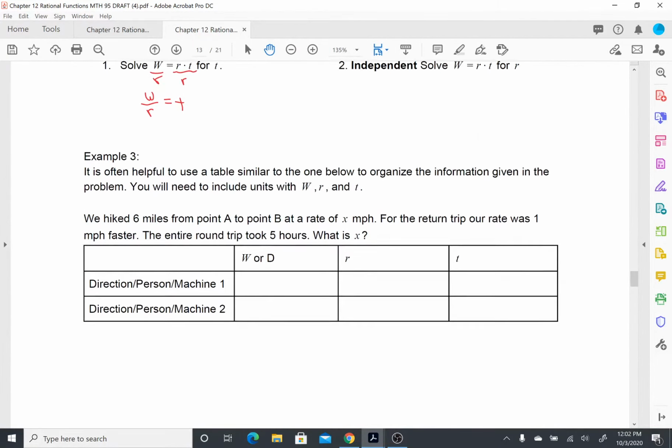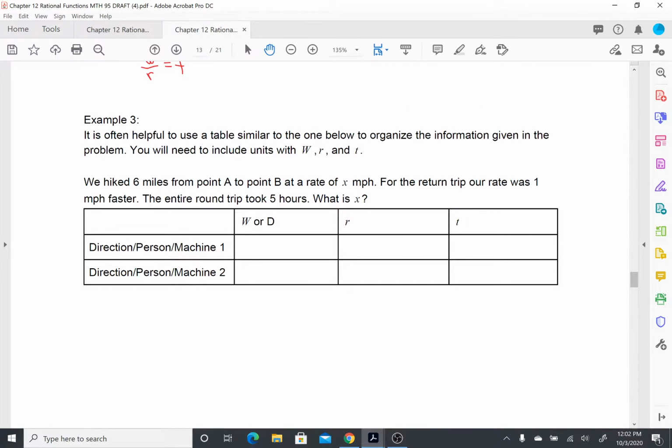I'm going to do example 3. So it's often helpful to use a table similar to the one below to organize information. So in this example, we've hiked 6 miles from point A to B at a rate of x miles per hour. For the return trip, our rate was 1 mile per hour faster, and the entire trip took 5 hours. What is x?